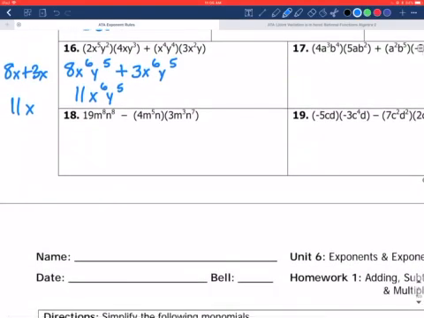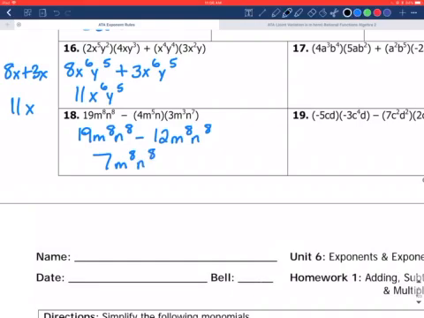And for number 18, there is nothing to do with this 19m to the 8th, n to the 8th. And then we will combine and multiply these. So 4 times 3 will give us 12, m to the 8th power, n to the 8th power, because we are adding those two. We do have the same variables. We do have the same exponents, so we can combine those. 19 minus 12 will give me 7, and then our variables and our exponents stay the same.